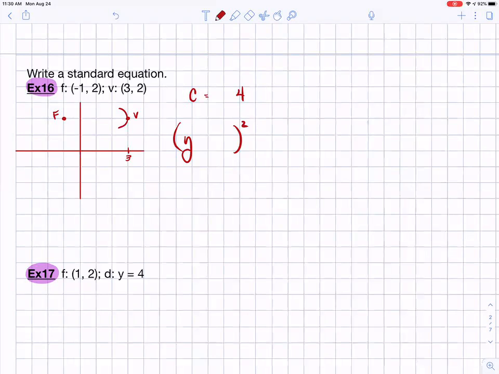Say that again, y minus... is it y minus 3 or is it y minus 2? Why is it 2? You have to pick the y piece. Pick the y piece. Is equal to 4 times, 4 times the quantity.